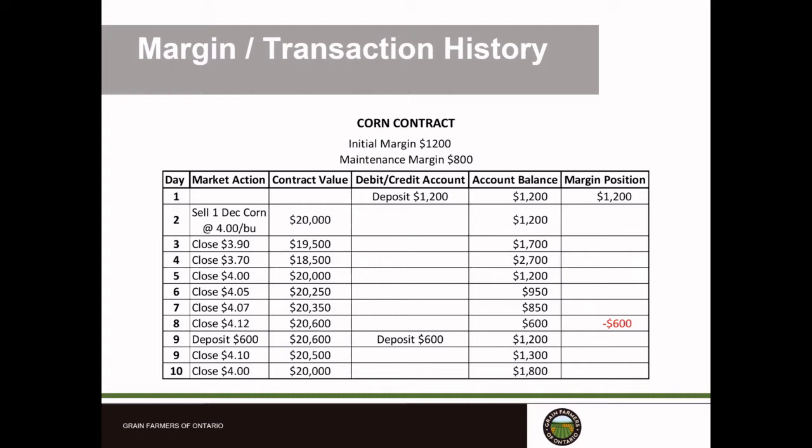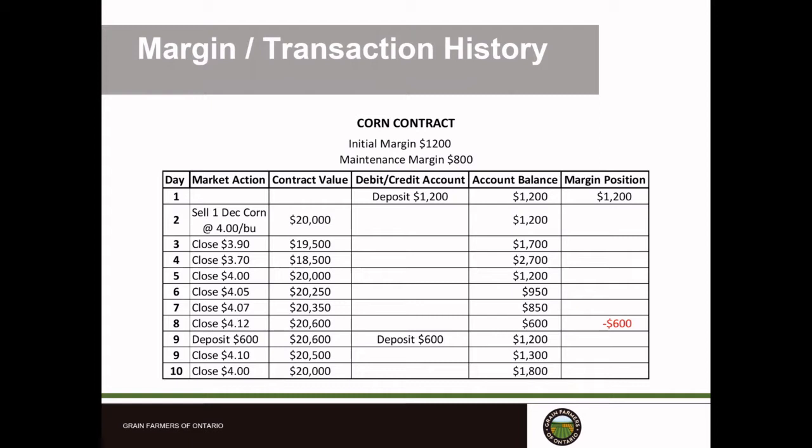If you look up at the top, as soon as I broke through 800, I had to get a margin call. So right away, I get an immediate call from my broker. He says, we need $600. So we've made arrangements. I wired it to him. Okay. So then the next day we deposit $600. So we're still at a loss of 600, but because I deposited 600, I'm back to $1,200 on paper. So I still have my $1,200 margin in my account, but on paper, I'm losing $600.